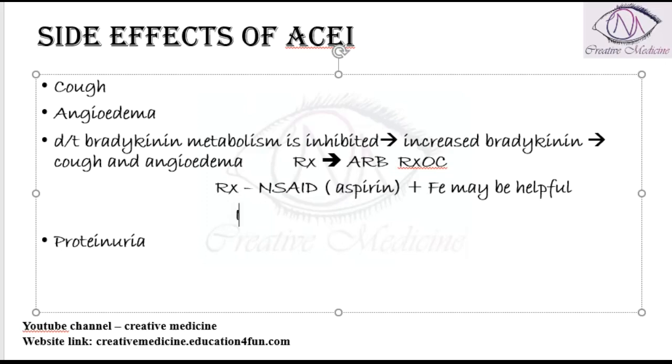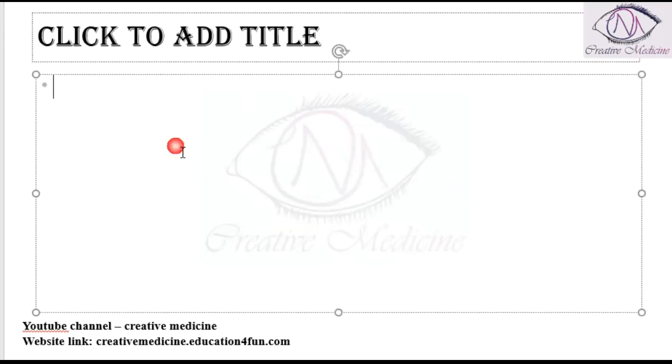Or we can also use an antagonist, which is icatibant. Icatibant is a bradykinin antagonist, so this can also be used along with ACE inhibitors in order to prevent this bradykinin associated cough and angioedema.